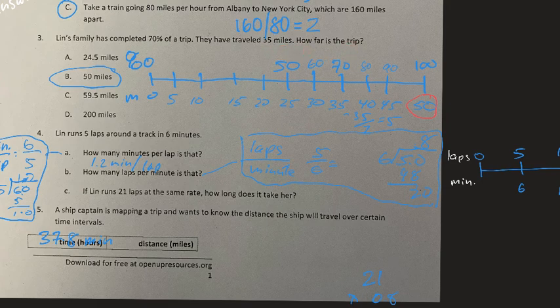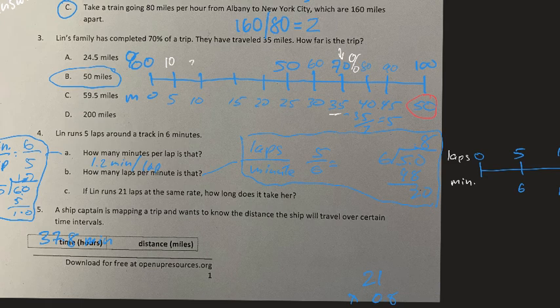Okay, so I set up a number line to do this, right? They're at 70% of their trip. This is where they are right now, and they've gone 35 miles. I have 7/10 of the total here. So I can divide 35 by 7, which gives me units of 5, right? So every 10% I go, I'm going 5 miles.